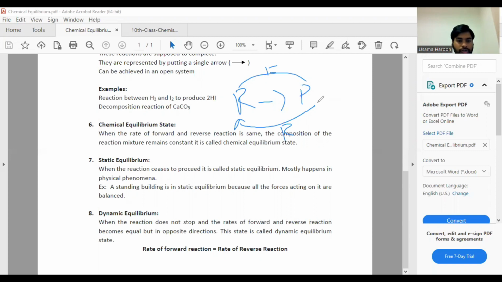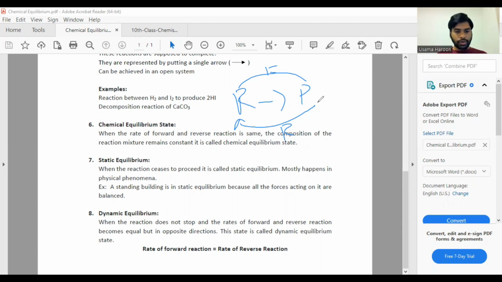So there are two types of equilibrium. The first one is static equilibrium, and the second one is dynamic equilibrium. Static equilibrium is when the reaction ceases to proceed. Mostly this is in physical phenomena, as I've given you the example that a standing building is in static equilibrium because all the forces acting on it are balanced.